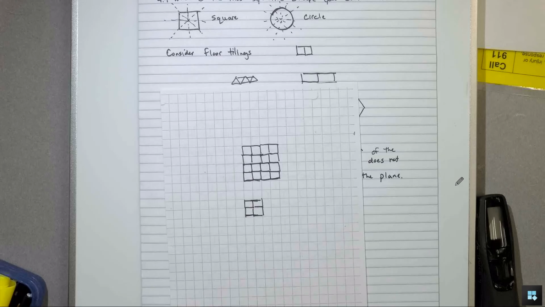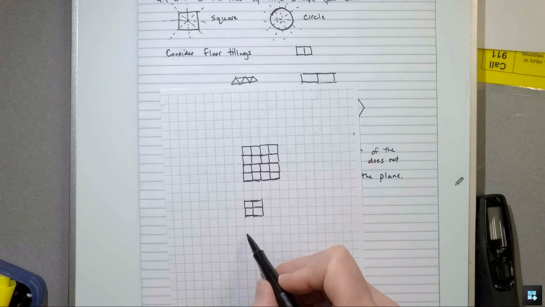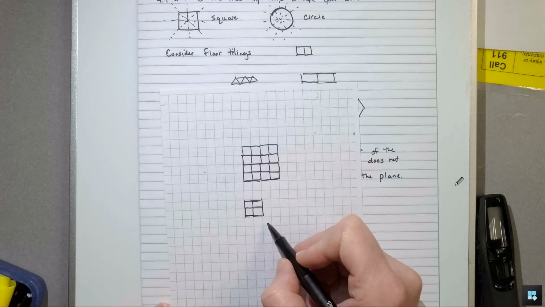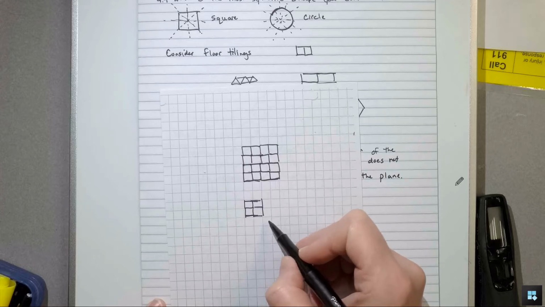What would be the next tile size up that would still be a square? What's the smallest number of tiles you can use that is bigger than 4 tiles and still get a square? 6. Let's see. Try 6. So where would I put the other 2? Right, left, up, or down? Up and down.